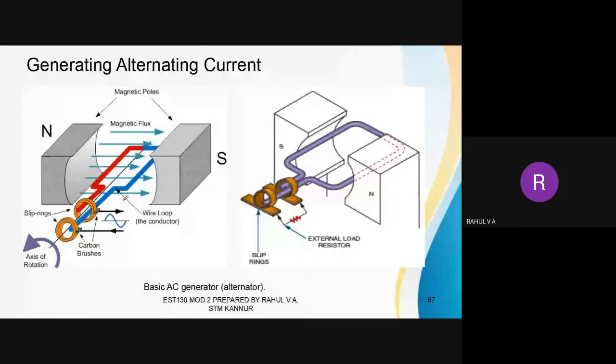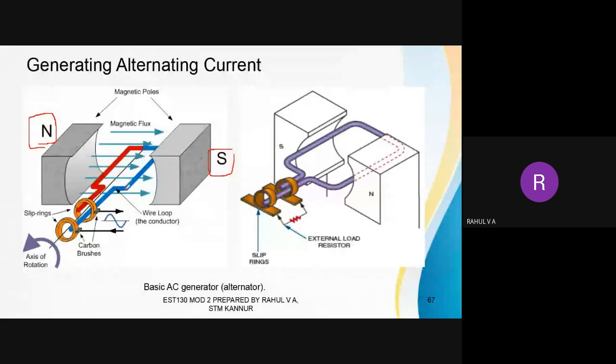And now you can look into this. It is almost like what we have seen in the case of dynamically induced EMF. E is equal to BLV sin theta. You can see that there is a magnet. The north pole is here. You can see that south pole is here, and in between that you have a conductor.